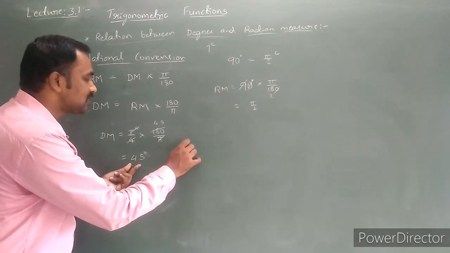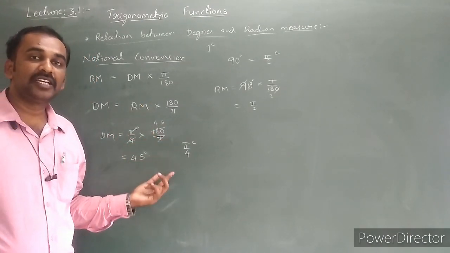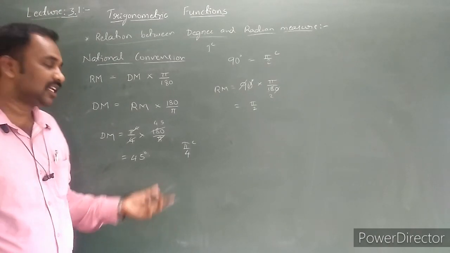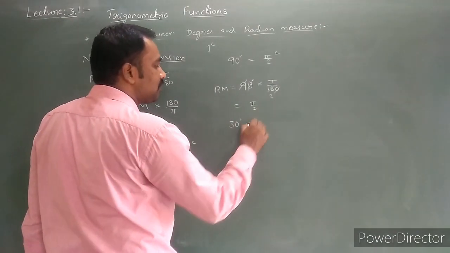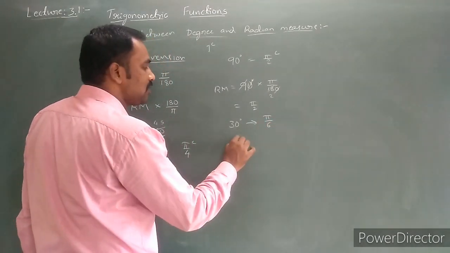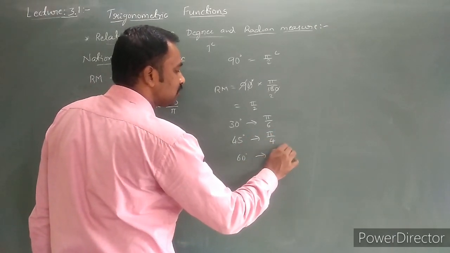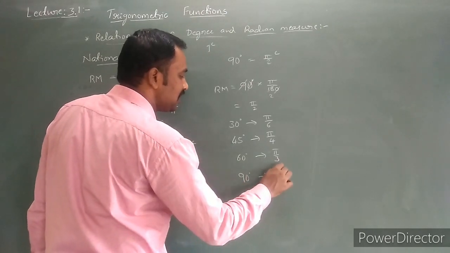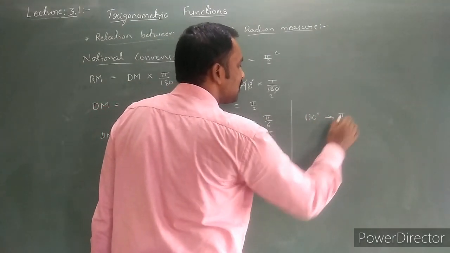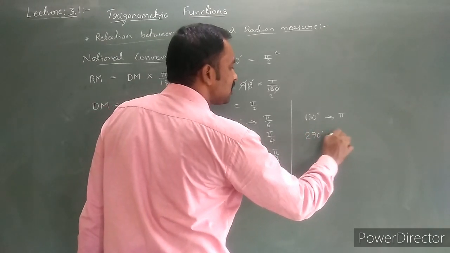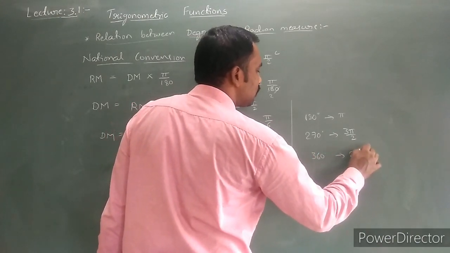Have you seen 45 degrees as pi by 4 radian? Previously I gave the results for all the values: 0, 30 degrees, 45 degrees, 60 degrees, 90 degrees, 180 degrees, 270 degrees. Like that we can easily convert. One more time: 30 degrees in terms of radian is pi by 6. 45 degrees is pi by 4. 60 degrees is pi by 3. 90 degrees is pi by 2. 180 degrees is pi, 270 degrees is 3 pi by 2, and 360 degrees is 2 pi radians.